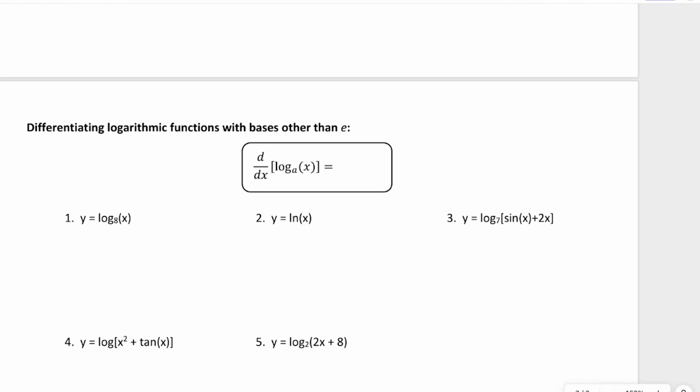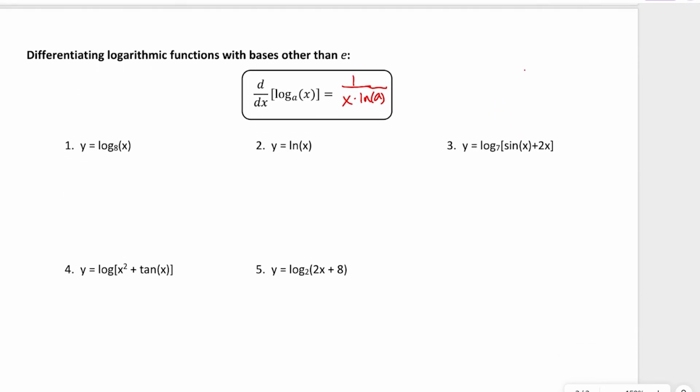So the derivative of that is going to be 1 over x times the natural log of the base. You can think of it as 1 over x, which is your natural log derivative, times 1 over natural log a. That's another way you could think of it. Multiplying those together results in what I've got here in the box.